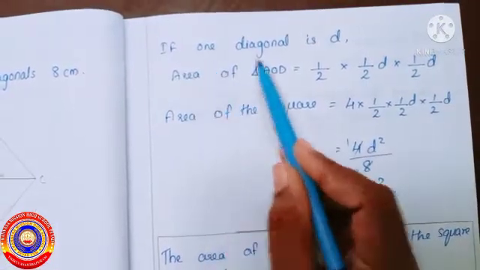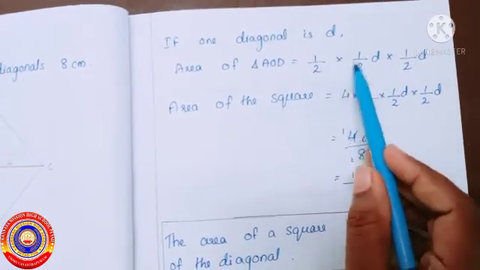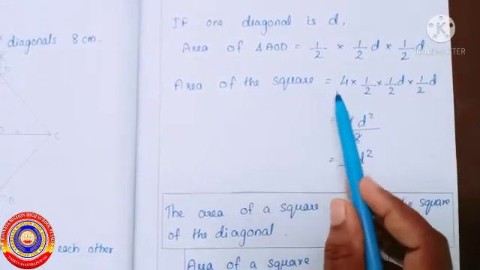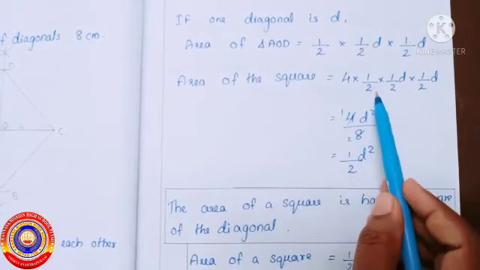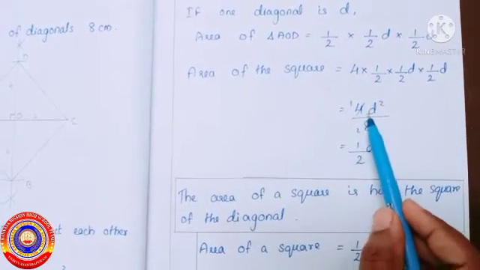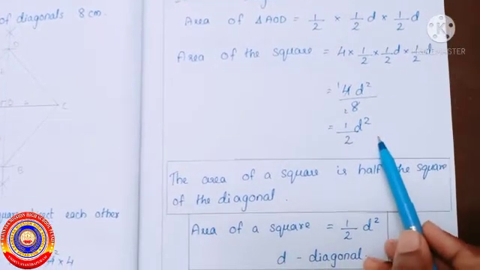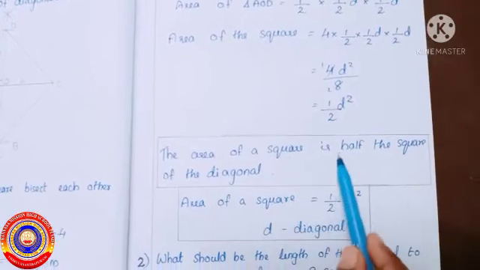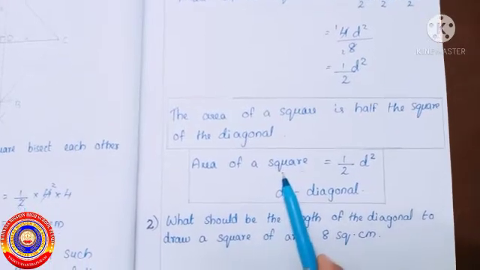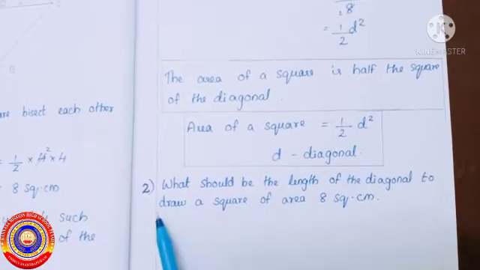If one diagonal is D, then the area of triangle AOD is equal to 1 by 2 into 1 by 2 D into 1 by 2 D. That is, the area of the square is equal to 4 into 1 by 2 into 1 by 2 D into 1 by 2 D, which is equal to 4 into D square divided by 2 into 2 into 2, which is 8. Here the 4 and 8 get cancelled, that is 1 by 2 D square. That is, the area of a square is half the square of the diagonal. Then the area of a square is equal to 1 by 2 D square. Here D is the diagonal.